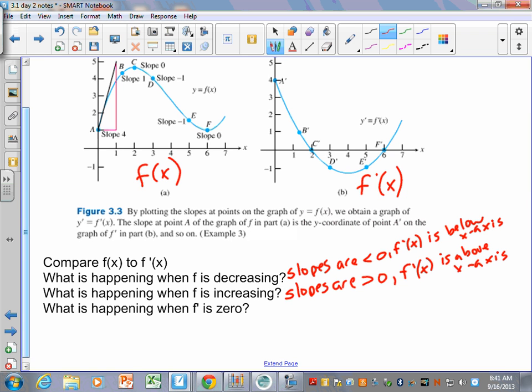What's happening when the derivative is 0, or when the slope is 0? On this graph, what happens when the slope is 0? Those occur where? At the turning point. So what is happening when f prime is 0? We can say on f of x, it means that it is at a turning point. More specifically, we could say that's a max or min of my graph.